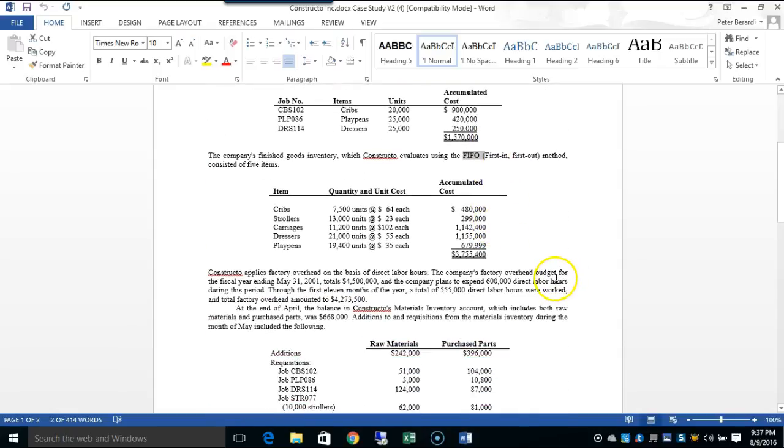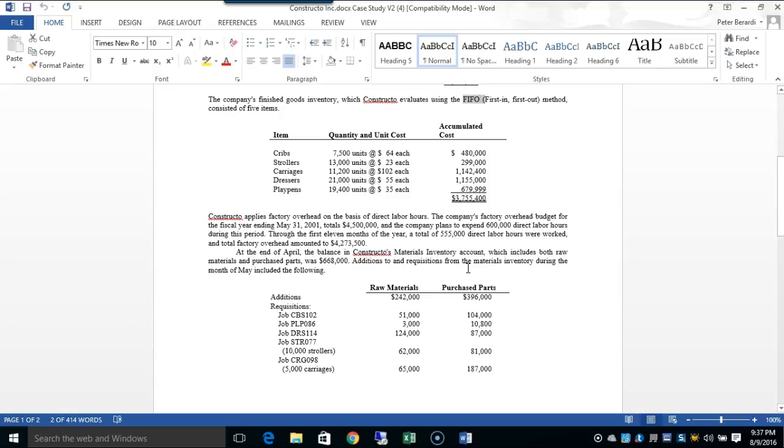So it gives us our beginning finished goods inventory balance. So we have our beginning WIP and our beginning finished goods with our quantities, units for each.